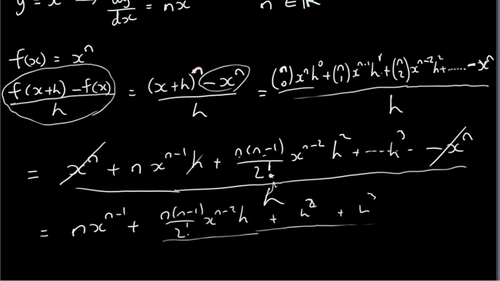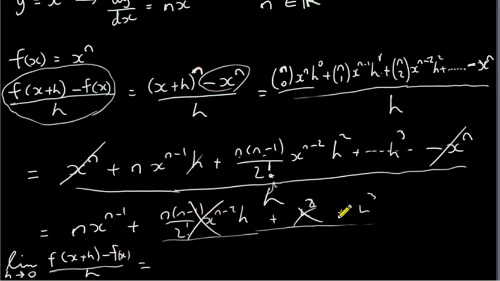So we needn't worry about them because we're going to take the limit as h tends to 0 of Newton's quotient. That's our derivative. And when we do that, this will go to 0. Everything will go to 0. We'll just be left with nx to the power of n minus 1. That's what we had to prove. This is the derivative.